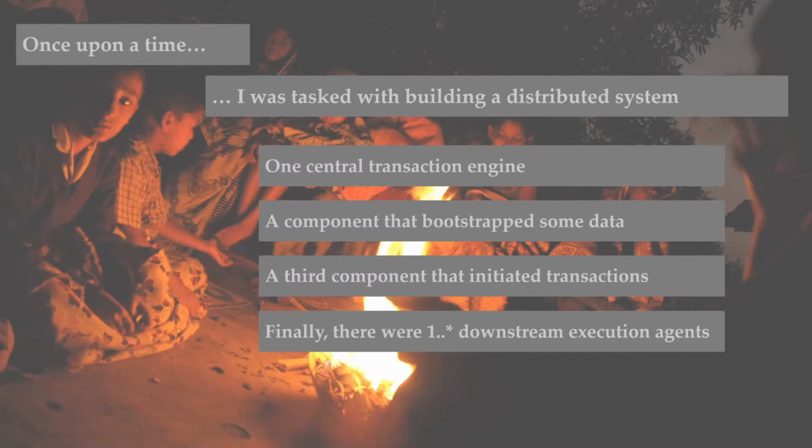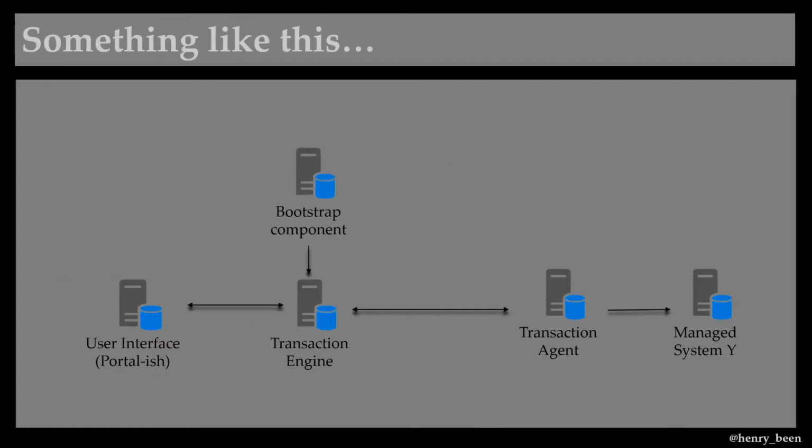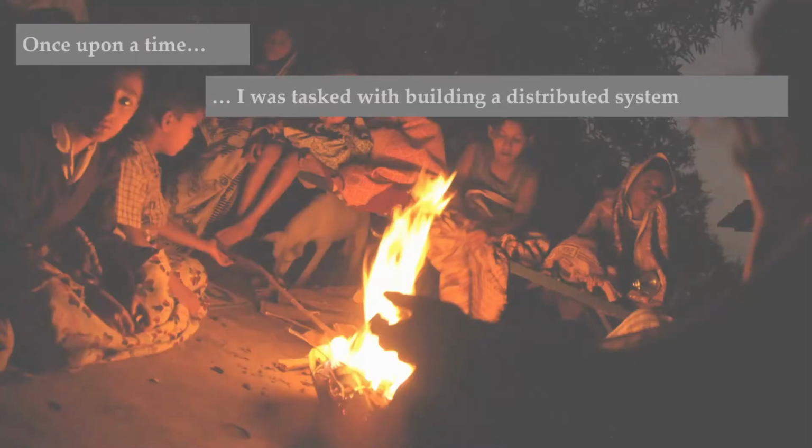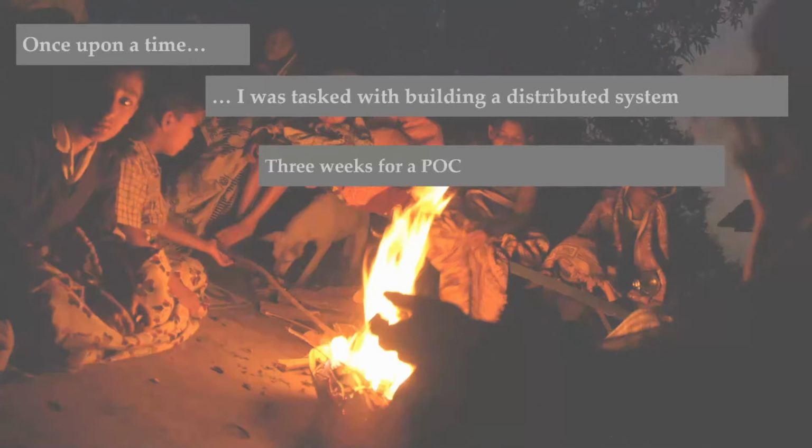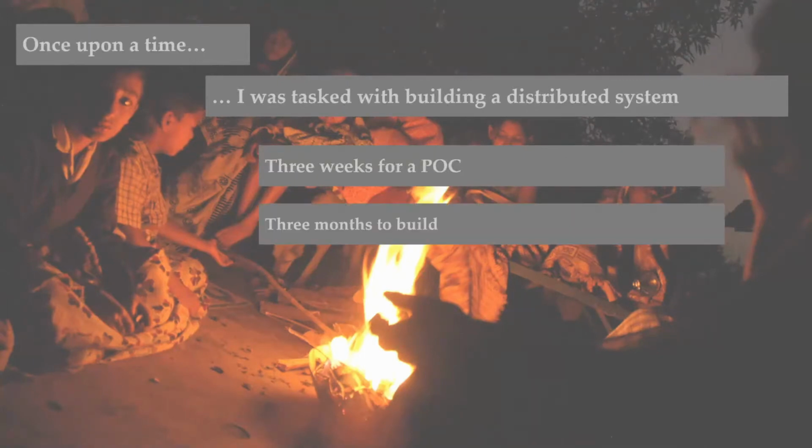Very abstract, so maybe a picture might help. Something like this. Transaction engine at the core, 2 inputs, and later on, a lot more transaction agents that we initiated transactions upon. Now, when I started building that thing, it took me only 3 weeks to build a proof of concept. From there on, it took another engineer and myself 3 months to build the first iteration of that system.